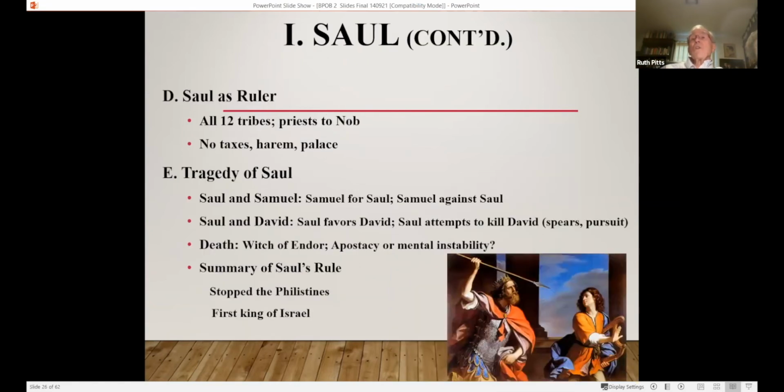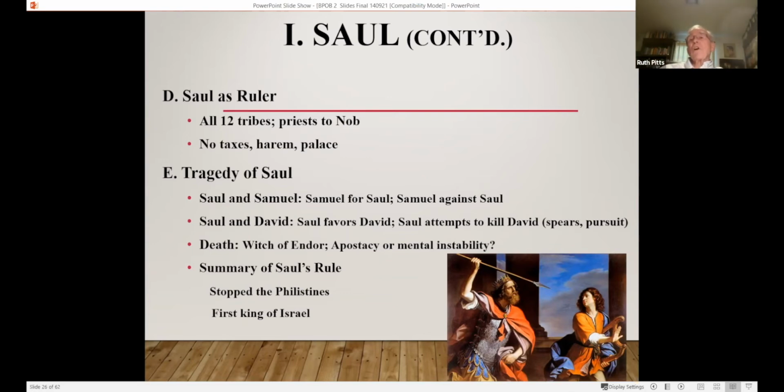So Saul, as a ruler, is at least the ruler of all 12 tribes, and he brings the priests to a central place. But there's no developed state. There are no taxes. He doesn't have a respectable harem of a number of women. He doesn't have a palace. He's kind of on the frontier, just trying to save the 12 tribes.